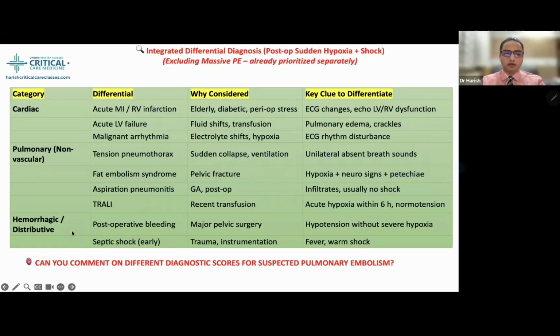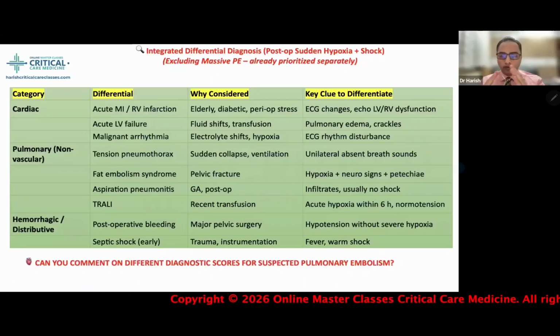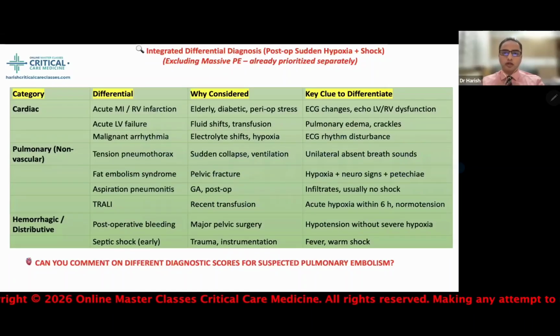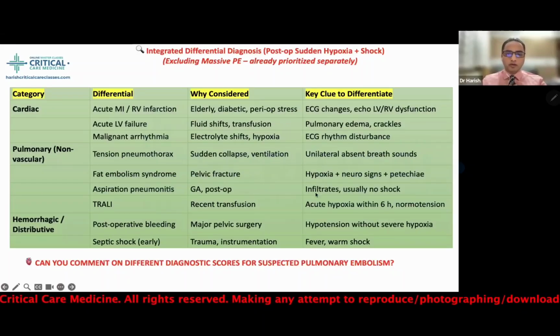Next is hemorrhagic or distributive shock. Post-operative bleeding, because it's a major pelvic surgery. Usually they will have hypotension, and may not have severe hypoxemia. Okay. Septic shock: it is too early to tell, but trauma is there, post instrumentation. They will have a hyperdynamic shock, a warm shock like distributive shock, and may not have obstructive shock pathophysiology. Okay. So this is one way of putting the differential diagnosis other than massive pulmonary embolism.